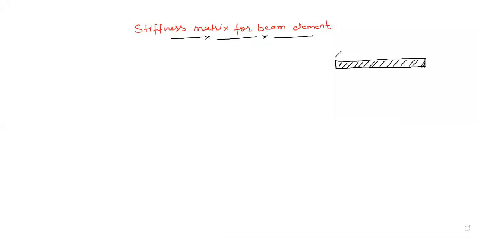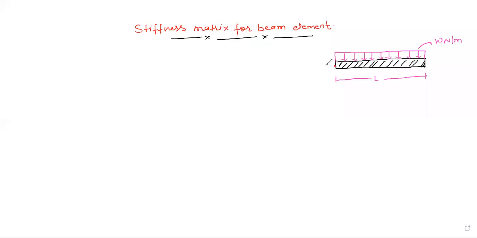So what I have considered is a UDL over this beam having intensity of W kilonewton per meter. So this is the UDL over a beam element whose intensity is W Newton per meter. The length of the beam is L. This is the L. Now, if you see how many nodes we can take, we have here 2 nodes.